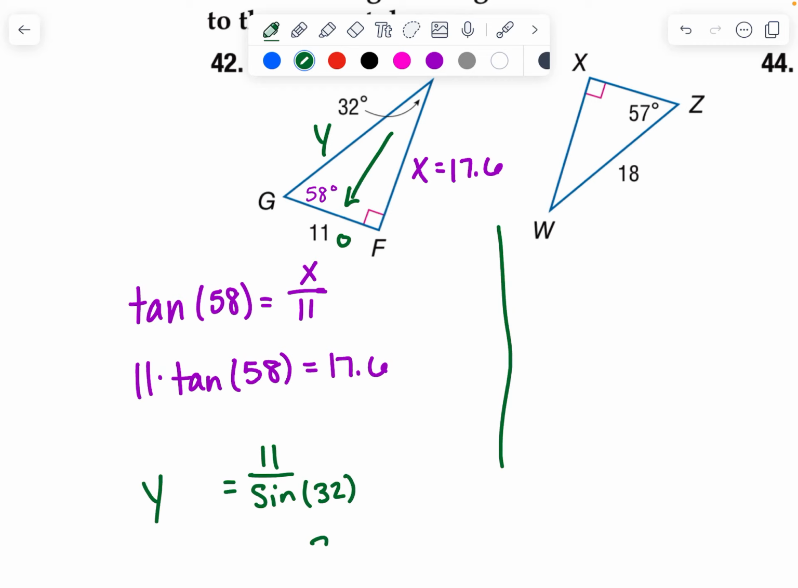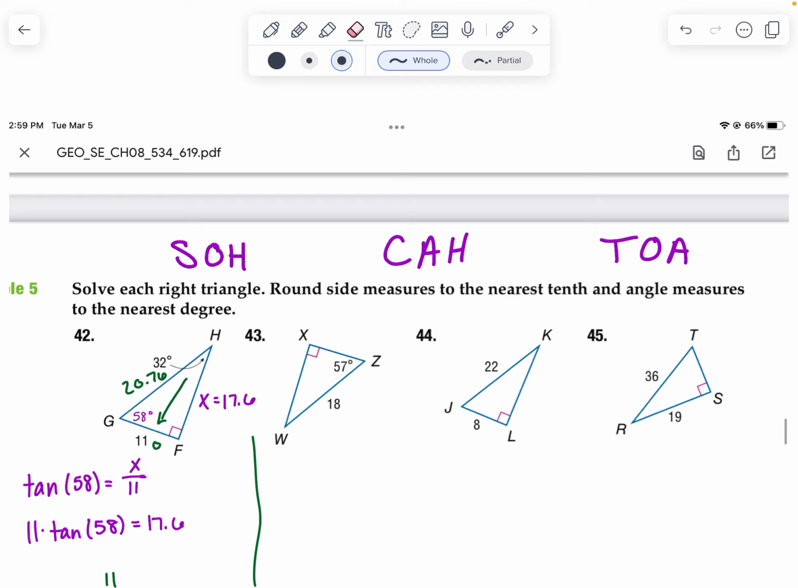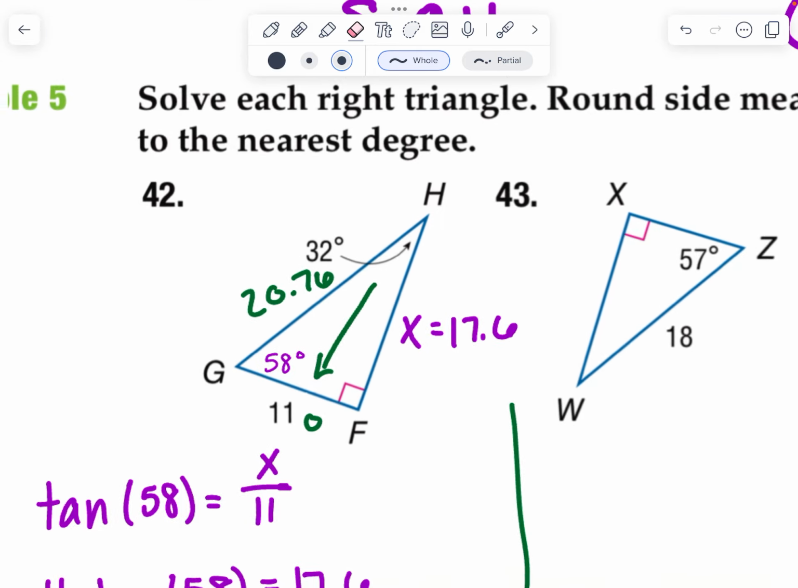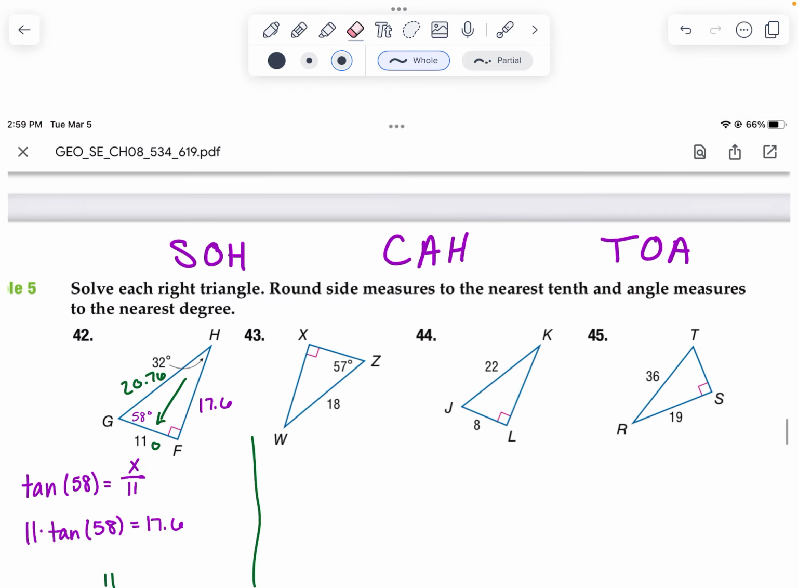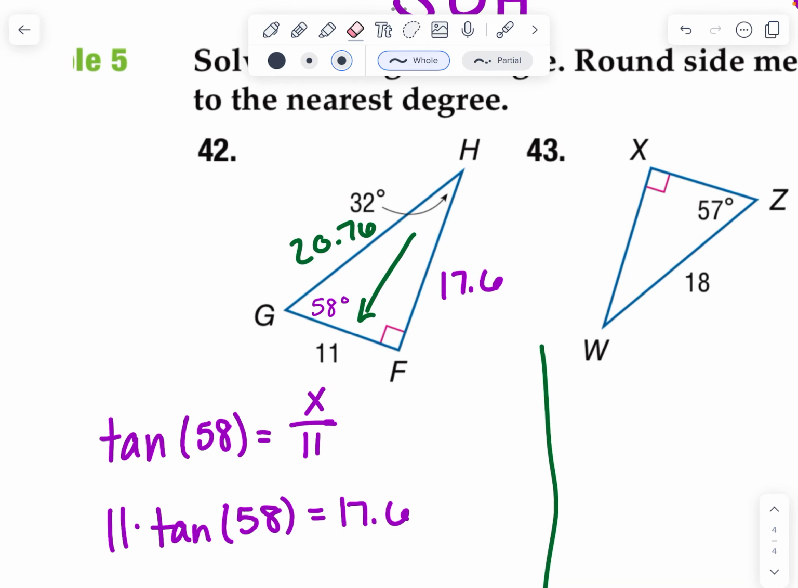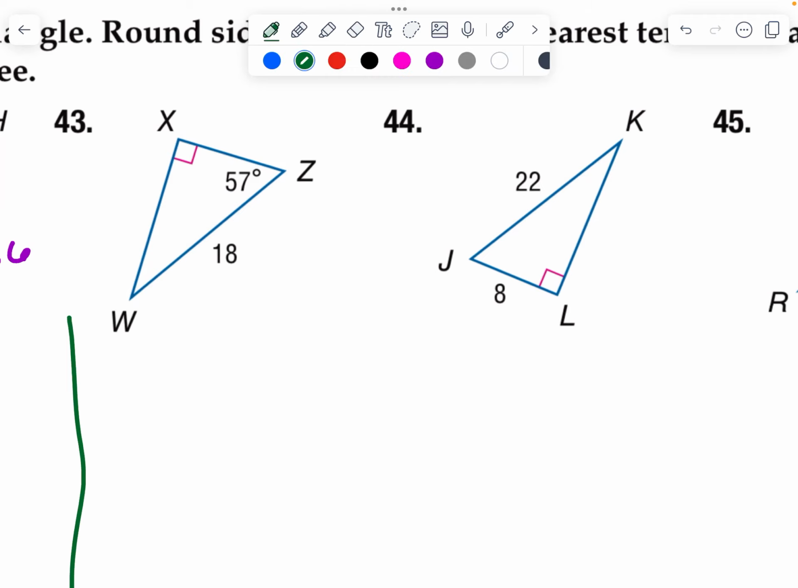If I simplify, I get 20.76 for y. So this is 20.76. This was 17.6. And I had 58 degrees. All right, let's try another one, 43. 57, so this has got to be 33.